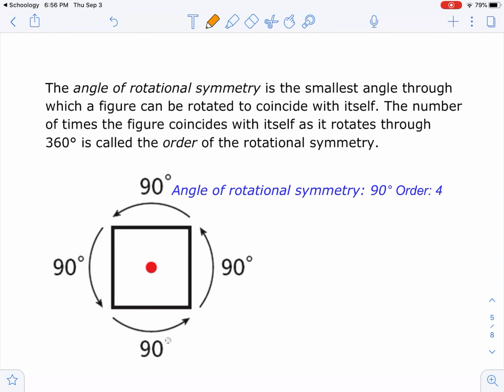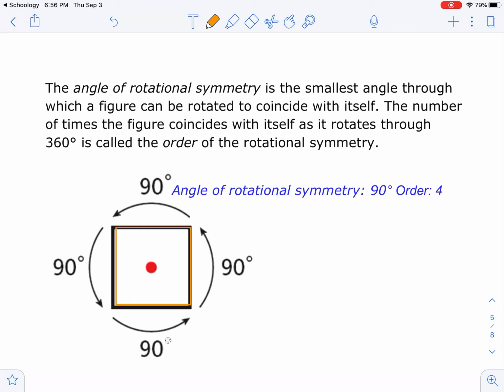Okay. Next, let's talk about rotational symmetry. The angle of rotational symmetry is the smallest angle through which a figure can be rotated to coincide with itself. The number of times the figure coincides with itself as it rotates through 360 degrees is called the order of the rotational symmetry. So I actually get the order first. So I say if I start turning this, how many times is it going to land on itself? So if I start turning this square, unfortunately on the iPad, I don't think I have the ability to rotate this. Let's see. No, I can just make it bigger or smaller.